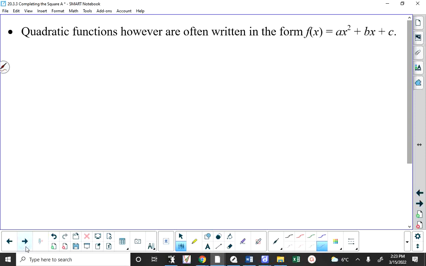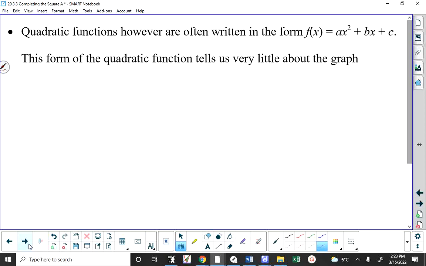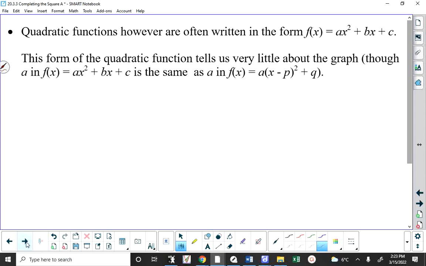On the other hand, we often write a quadratic function in standard form. So instead of saying y equals a times (x minus p) squared, plus q with all that information, somebody's multiplied it out and written it as y equals 2x squared minus 11x plus 3 or something. And this is called standard form. And it tells us very little about the graph of the function. I do mention in your notes, and I've mentioned this before, that we do know the value of a.